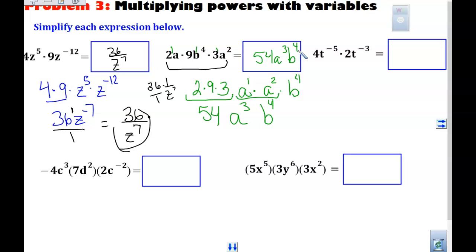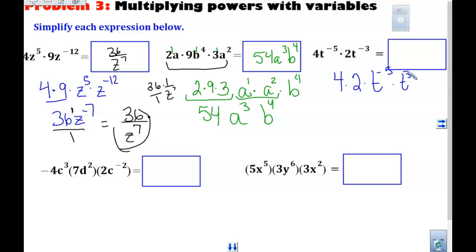Okay? So we're looking at that next one. So Kale, we're going to put our numbers down first, and we're going to have what? Then we're going to put our variables. So I'm going to put t to the, and t to the negative 3. Could I have moved the t's right away? Sure. I don't have to, but I could have.